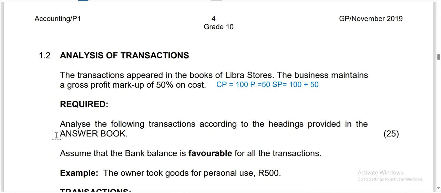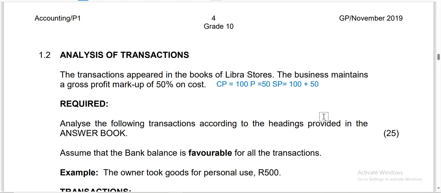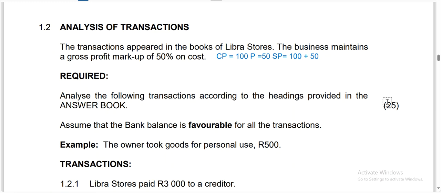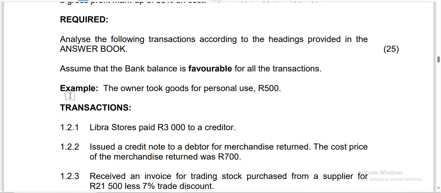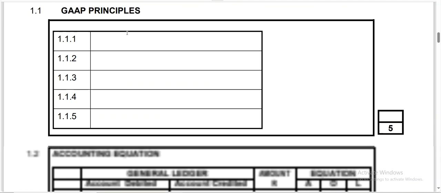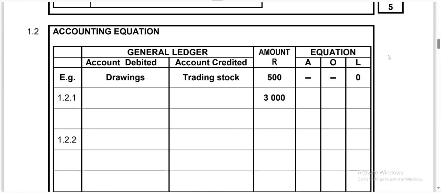And here they're saying analyze the following transactions according to the headings provided in the answer book, and it's for 25 marks. And remember guys, to pass each paper you need at least 45 or above. Okay, so we are going to go to the transactions. If you look at your answer book, you'll realize that they've given you an example that happens when drawings are done, but for now we are not going to look at that example. I'm going to go straight to our questions.